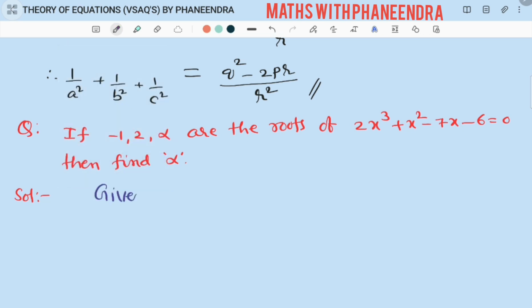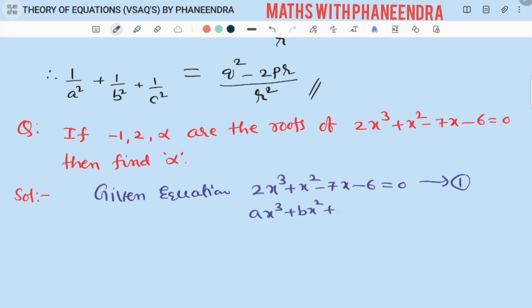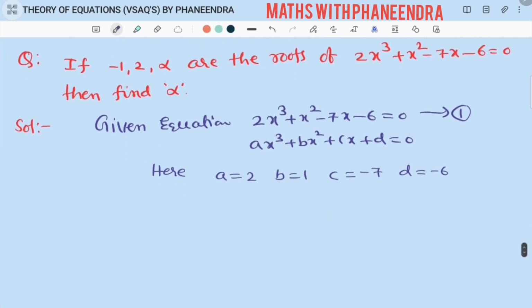So the given equation, 2x cube plus x square minus 7x minus 6 equal to 0. Compare with ax cube plus bx square plus cx plus d equal to 0. So here a is equal to 2, b is equal to 1, c is equal to minus 7, d is equal to minus 6. After that, there are three methods to do this: by using S1, by using S2, by using S3.